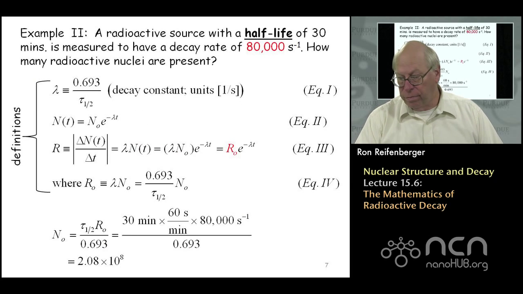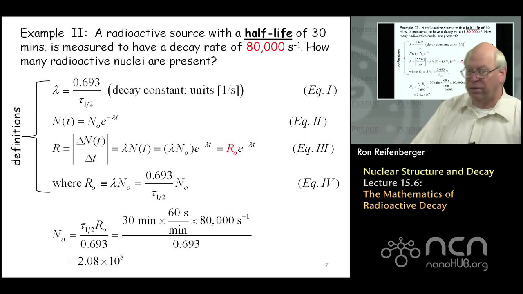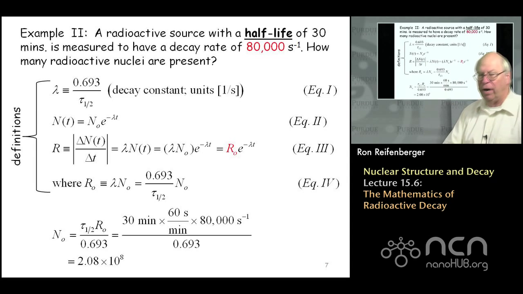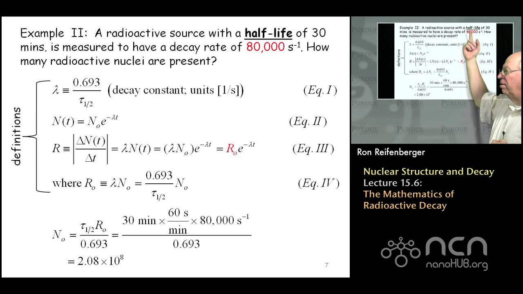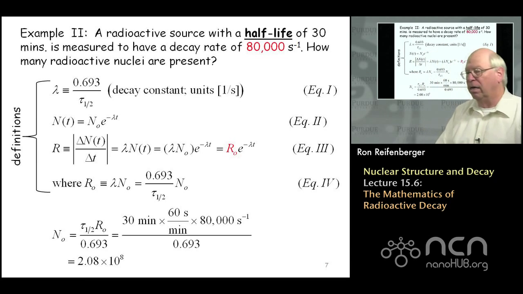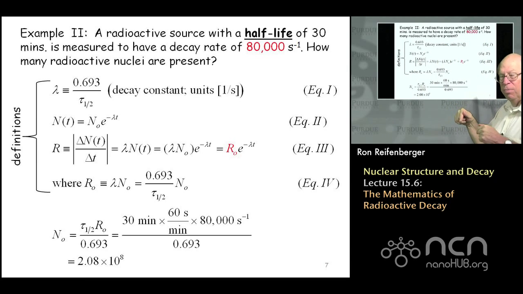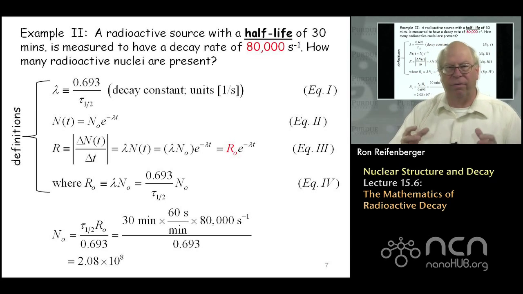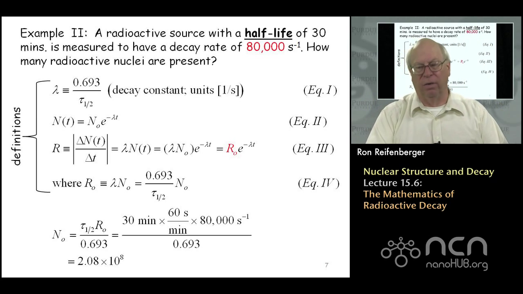So I just worked through an example to illustrate that point. Here in this example, we pretend we have a radioactive source that has a half-life of 30 minutes. So that means after 30 minutes, half of that radioactive material has decayed. And right now, at t equal to 0, we measure 80,000 decays per second emanating from that source. So that's a measurement that we make.